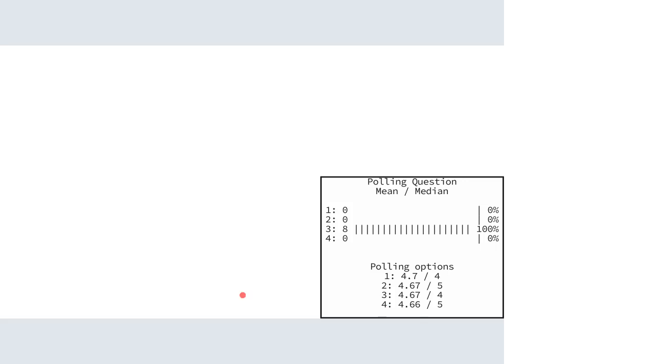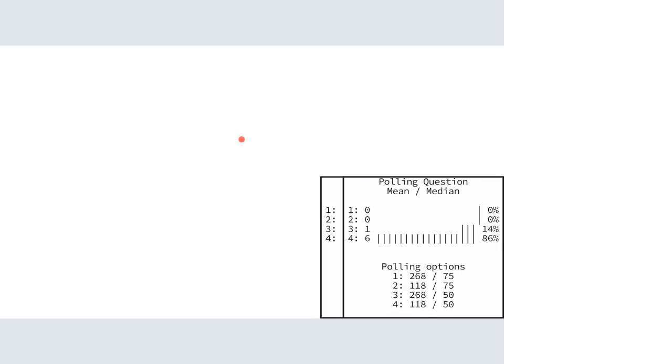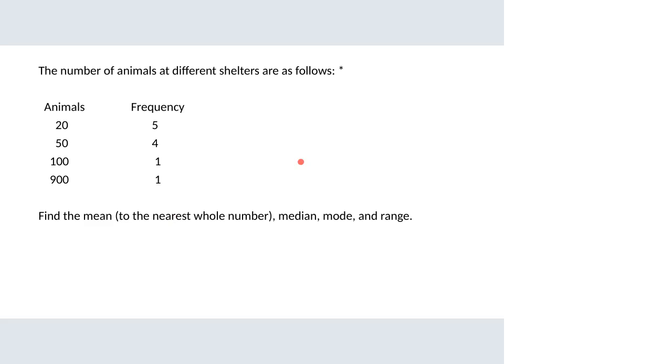All right, let's see how this one went. Not unanimous, but close, and it could be just a wrong pick. This one could have been unanimous also. All right, let's take a look at this one together.